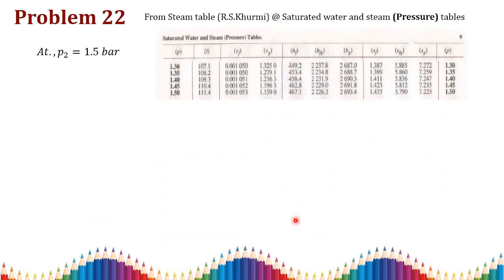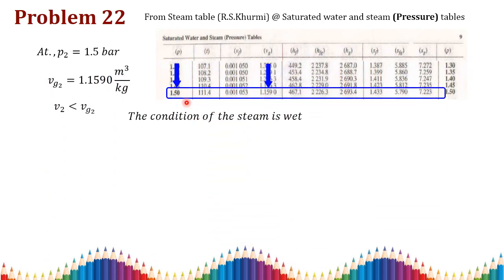And at the second state, P2 is given as 1.5 bar. So you go to your pressure table, P2 equal to 1.5 bar, and since we have found out the volume in the previous case, for comparing you have to take VG here. So VG2 is 1.1590 meter cube per kilogram. V2, 0.959 meter cube per kg, is lesser than VG2. So the condition of the steam is wet in this case.